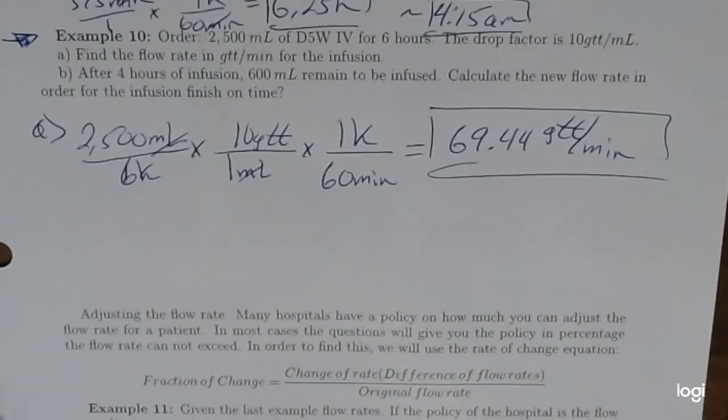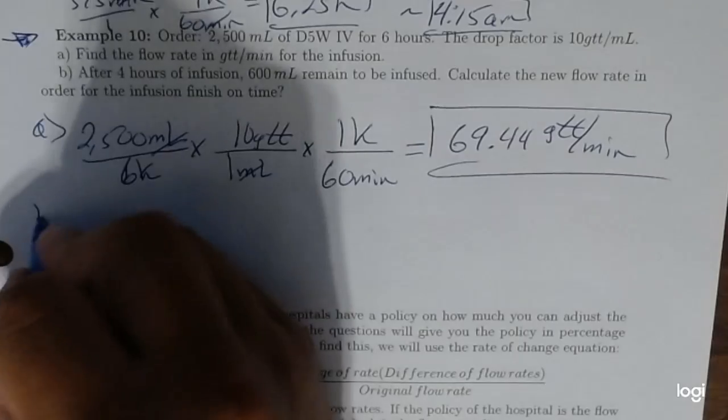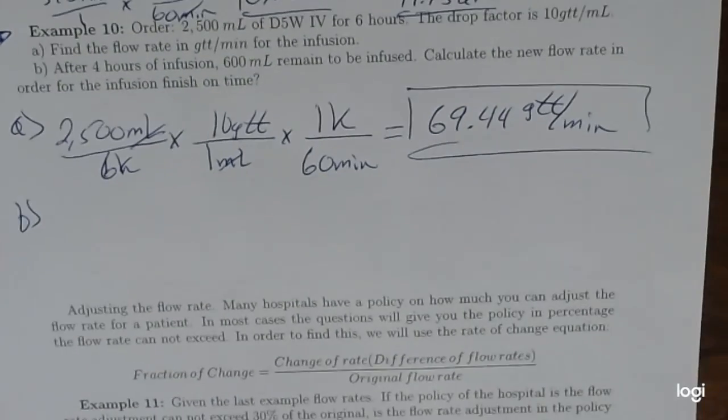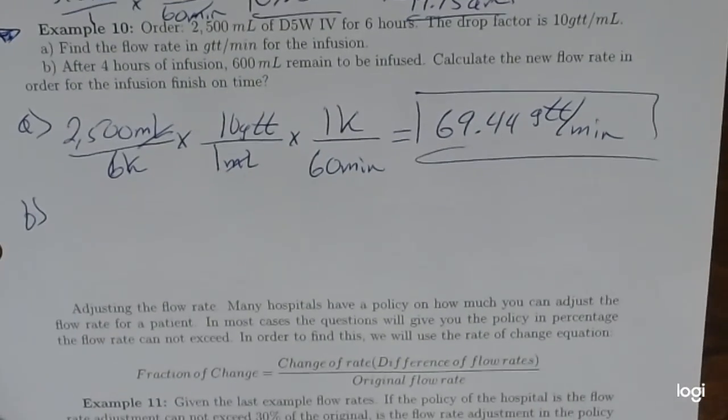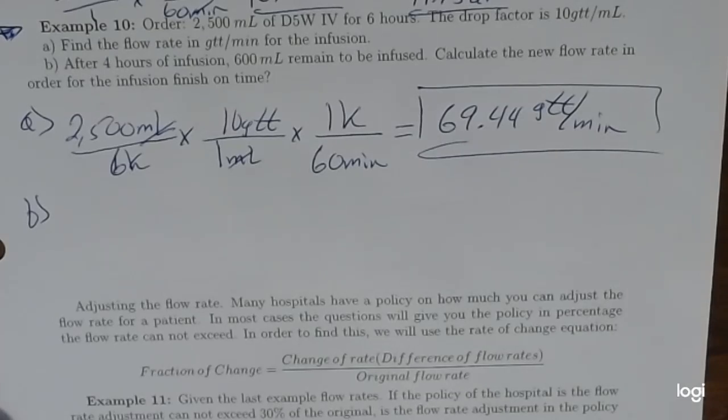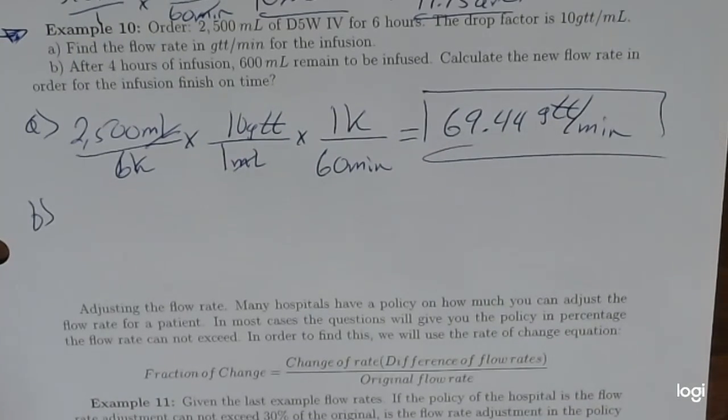Okay. Now let's look at B though. After 4 hours of infusion, 600 milliliters remain to be infused. Calculate the new flow rate in order for the infusion to finish on time. Okay. So the flow rate is now going to be changed. Now we want the new one. Now, after 4 hours, 600 milliliters remain. So now what is our flow rate?